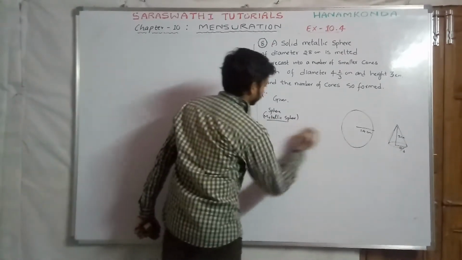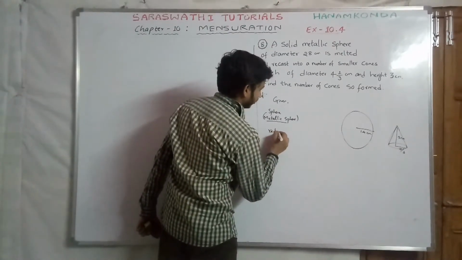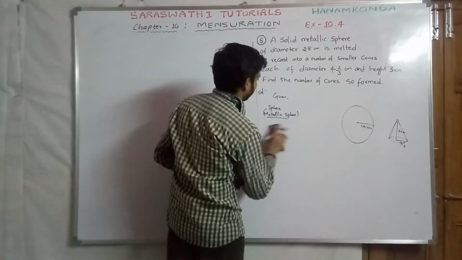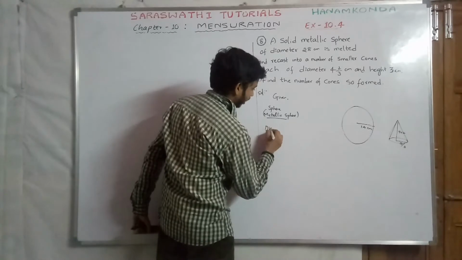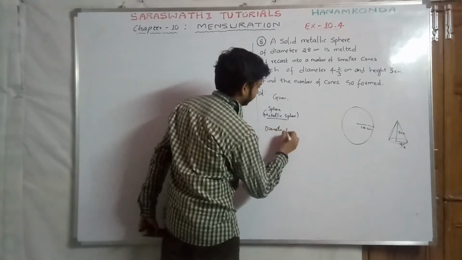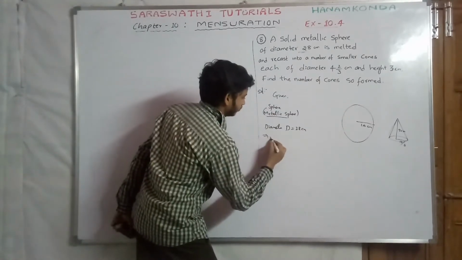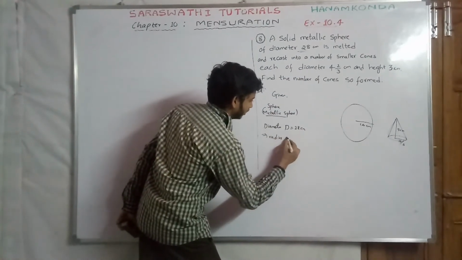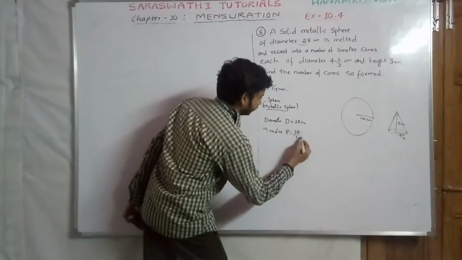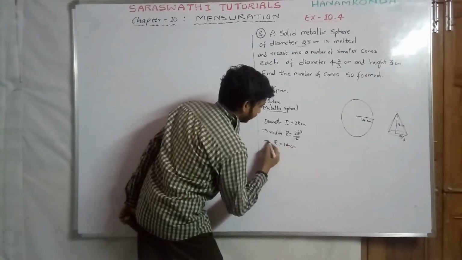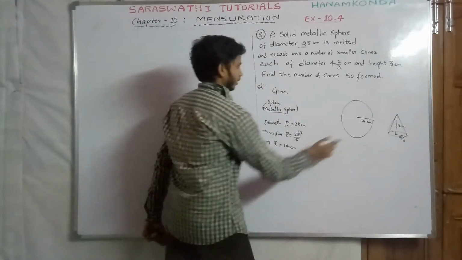The radius of the sphere, let us take as capital R, is given in terms of the diameter. The diameter of the metallic sphere is d equal to 28 centimeters, which implies the radius R equal to 28 by 2, that is 14 centimeters. Next, the cone dimensions.